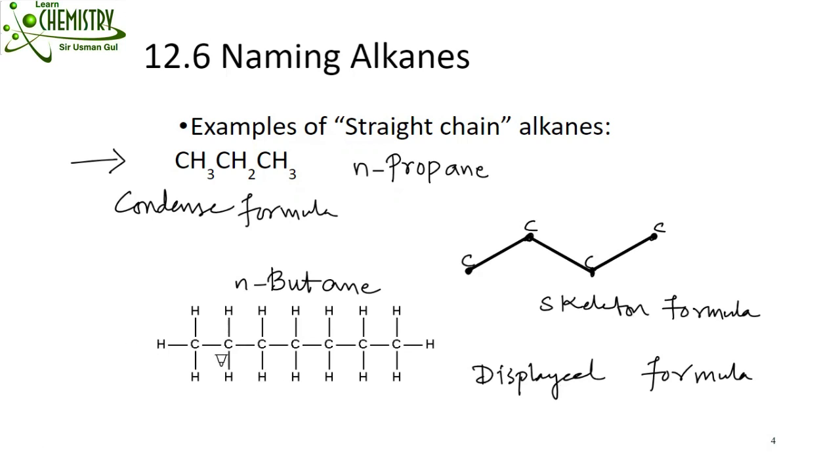So first I will count the number of carbon: 1, 2, 3, 4, 5, 6, 7. So there are 7 carbon and every carbon has a single bond. So it must be alkane, and the parent name will be hept, and the suffix will be ane. So, or we can say complete name will be n-heptane. So this is the way we can name the simple alkanes which do not have any substituent or branch.